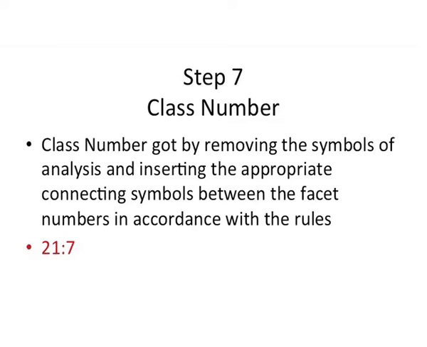And now step 7, that is class number. For class number, now we have the notation, we just need to know the connecting symbols for them, and we all know that the connecting symbol for energy is colon, for personality is comma, for matter is semicolon, for space it is dot, and for time it is apostrophe. So, we join all these as per their connecting symbols, and thus we have got a class number for the book that we are classifying.